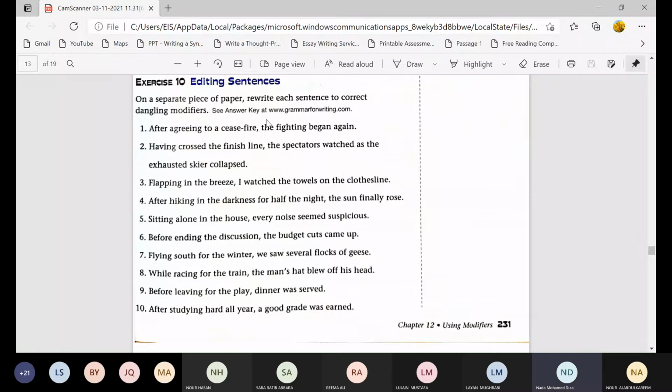Who crossed the finish line, dear? Rima, who crossed the finish line? The athletes. Yes, the athletes, where are they? Or the skier? They crossed the finish line. So change it, Rima, change the whole sentence as you want. You can create a new one. So the spectators watched the what?